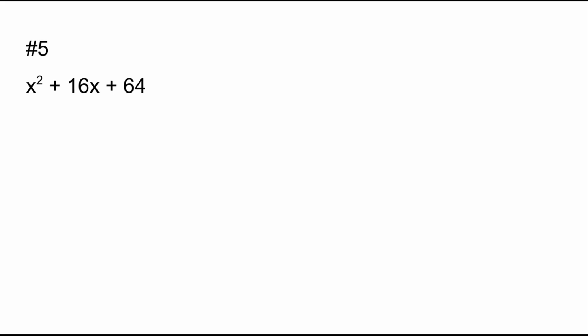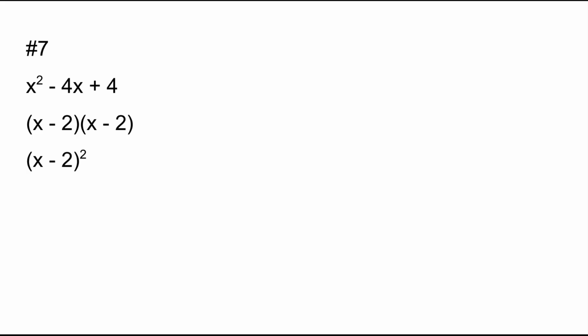Number 5, x squared plus 16x plus 64. Look at 64. What numbers multiply to 64 and add to 16? Well, 8, of course. X plus 8, x plus 8 squared. Number 7, x squared minus 4x plus 4. Ooh, what could we multiply for 4 that adds to negative 4? Well, two negative 2's. Negative 2 times negative 2 is 4. Negative 2 plus negative 2 is negative 4. Rewrite this as a squared binomial.